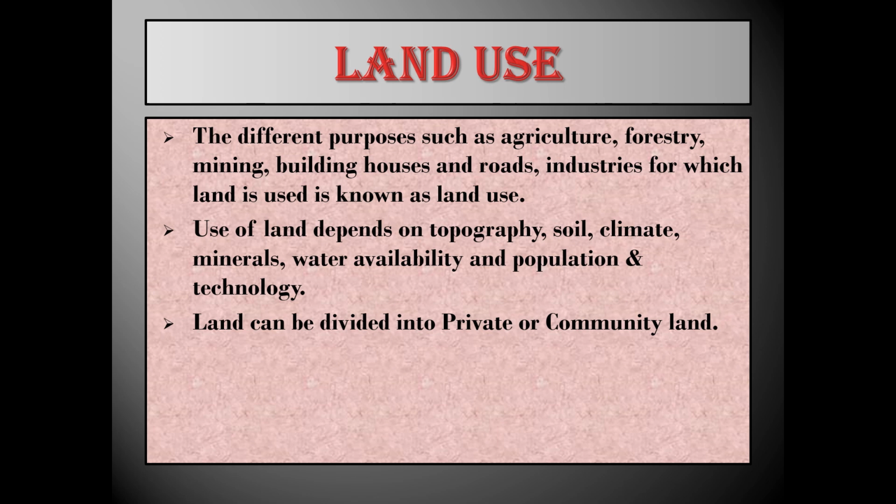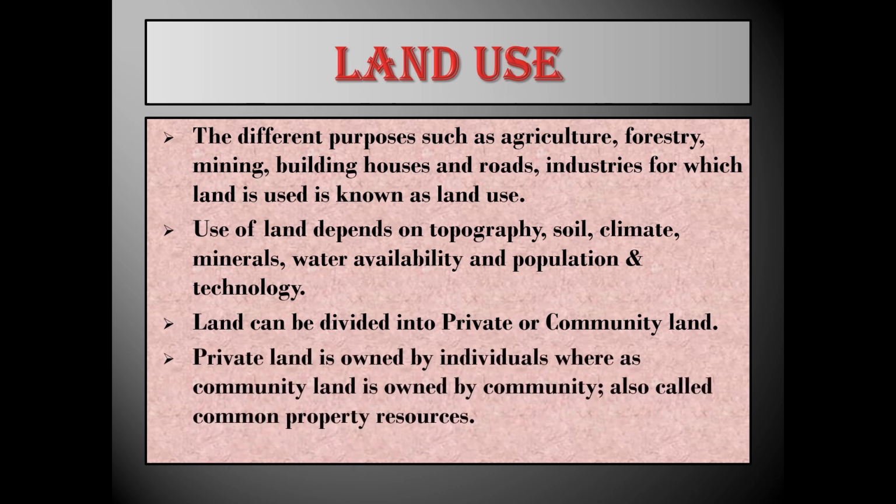What is private land or community land? Private land is owned by an individual, whereas community land is owned by a community, also called common property resources. Private land is owned by an individual, so it is only used for personal purposes, whereas community land is owned by the community and it can be used for common purposes also, such as collection of fruits, grains, nuts, water, vegetables, medicinal herbs, etc. So this is also called common property resources.